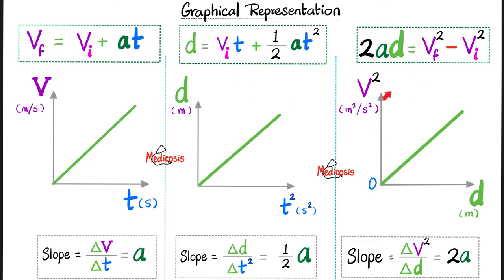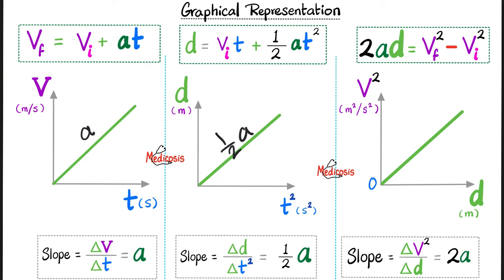So let's put all the graphs together. For this equation, v final equals v initial plus at. Here is the slope. What does that slope represent? It is delta v over delta t, which equals acceleration. So the slope here is acceleration. How about here? This represents the equation displacement equals v initial times t plus half at squared. All right, the slope here is what? It is d over t squared, and d over t squared is what? Half of the acceleration.